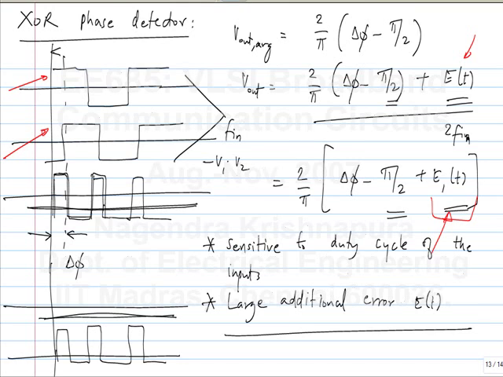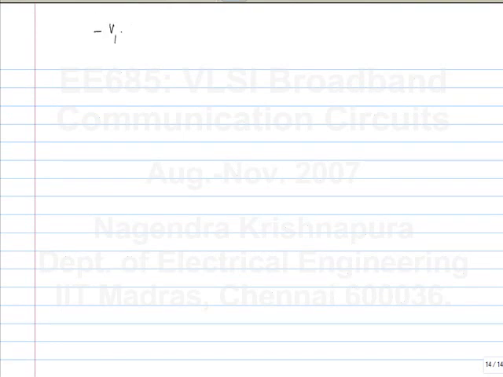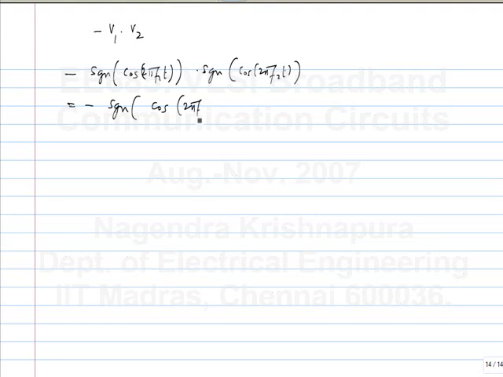And minus V1 times V2, and I said V1 and V2 could be of different frequencies, but they are square waves. So I can say it is minus sign of cos 2 pi f1 t times sign of cos 2 pi f2 t, which is also the sign of cos 2 pi f1 t times cos 2 pi f2 t. What is the average value of this? 0, right? So it turns out to be another problem with this, that when the frequencies are different, the average value is 0.